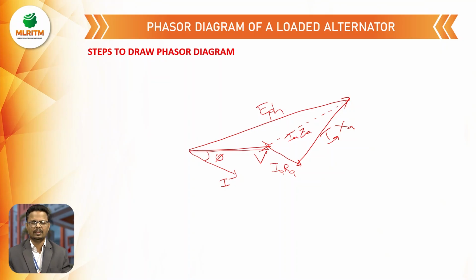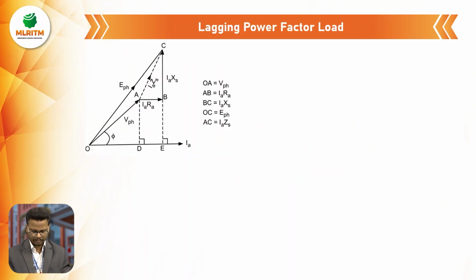Now we will discuss the phasor diagrams for a loaded alternator. Here you can observe the lagging power factor for the loaded alternator. Here we are considering the reference line as current. Previously we took voltage as the reference line. Now we are taking the reference line as current.